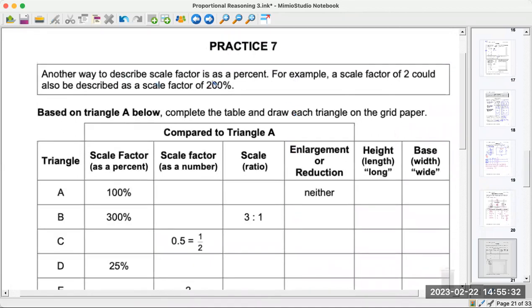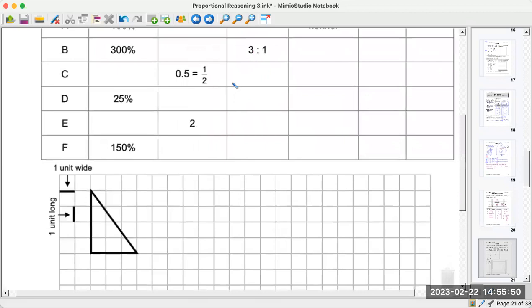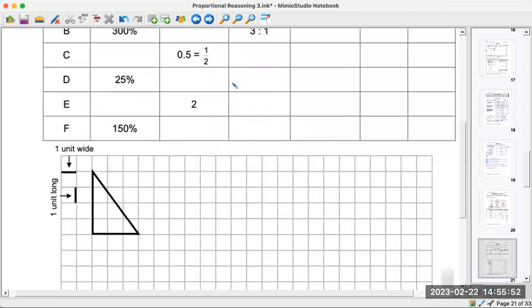Another way to describe scale factor is as a percent. For example, a scale factor of 2 could also be described as 200% larger. Okay, so it's just you adding 2 zeros and the percent sign. So we're looking at triangles. This is triangle A.